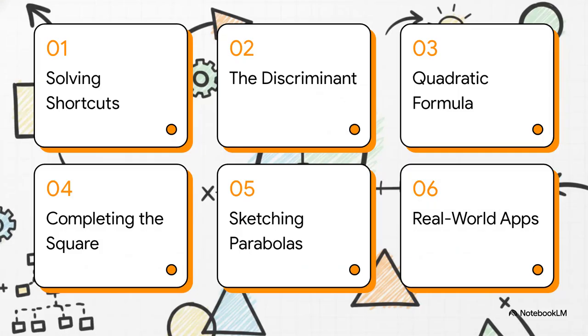Okay, let's quickly look at our roadmap for tackling those IB, DP, or IGCSE questions. 1. Solving methods and shortcuts. 2. Unlocking the discriminant. 3. Navigating the quadratic formula. 4. Completing the square safely. 5. Sketching flawless parabolas. And 6. Real-world projectile applications. Let's dive right in.